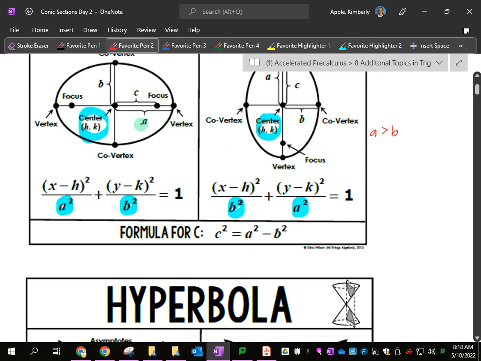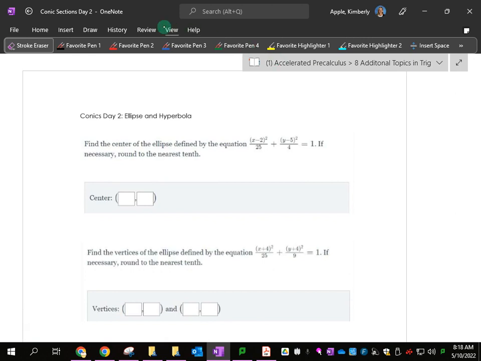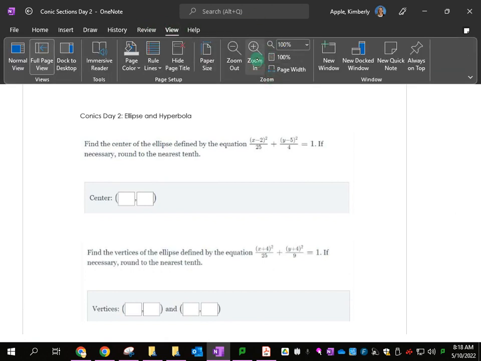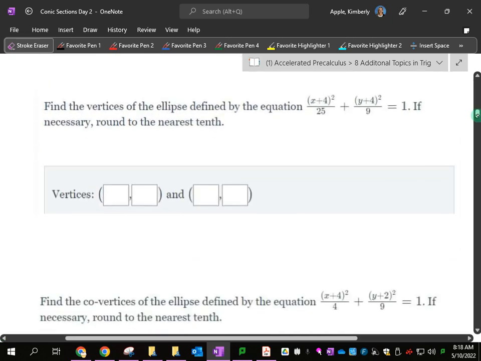And the reason for that is because A is the distance from the center to the vertex. So that's always going to be larger, right? If it's stretched horizontally out this way, it's going to be longer from the center to the vertex than from the center to the covertex. And so, like I said, lots going on with the ellipse. And we'll come back and examine the hyperbola in just a minute. Let's take a look at example number 1. There are a lot of examples today. I apologize in advance. But it's just necessary because there's so much going on.